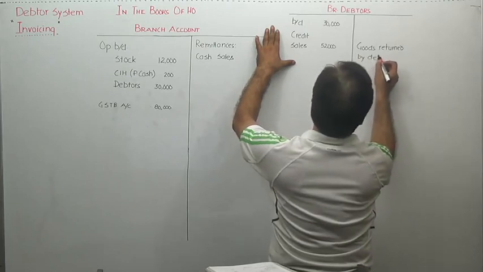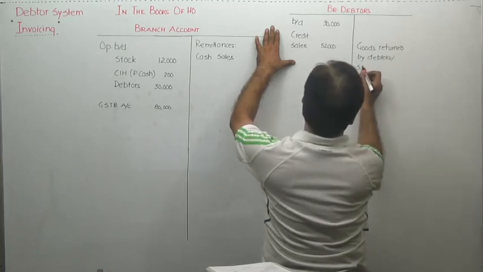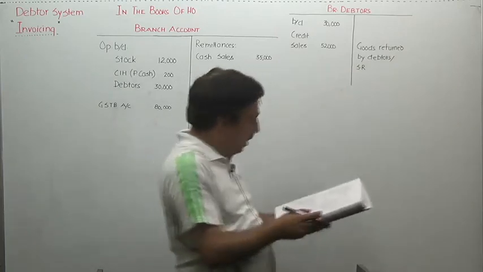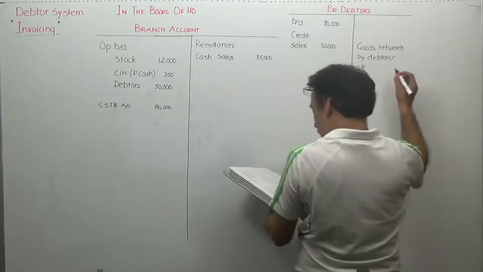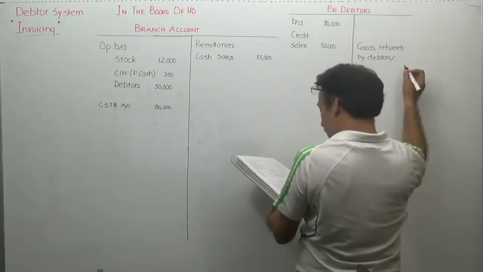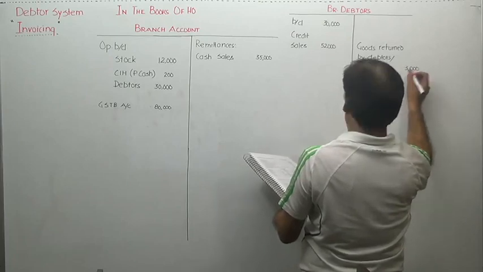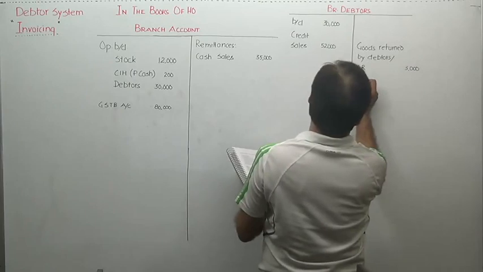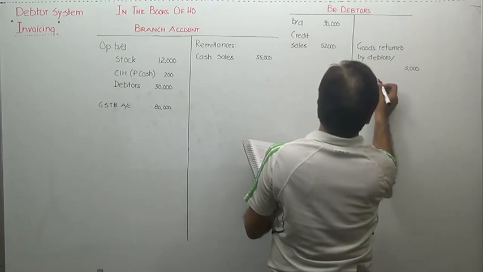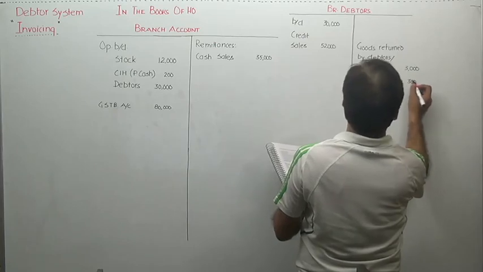Instead of writing such a long sentence, you can simply write sales return. Goods returned by debtors or sales return are absolutely one and the same thing. So you are going to show it on the credit side, and we know already very well that sales return always figures on the opposite side of credit sales. Now, goods returned by debtors in this case is equal to 3,000. So you are going to write 3,000. Then discount allowed to debtors is 300.